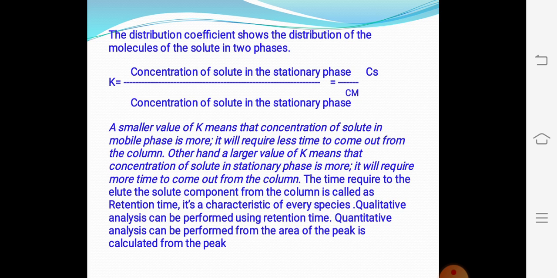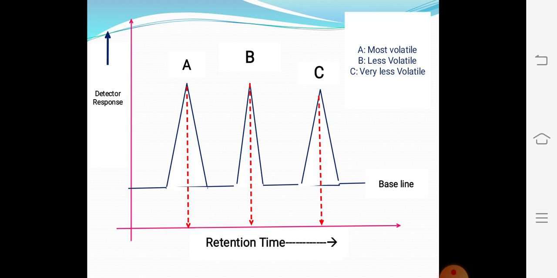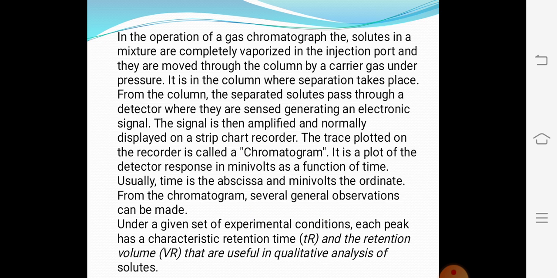It will require more time to come out of the column, and the time required to elute the solute component from the column is called the retention time, which is characteristic of every species. Qualitative analysis can be performed using retention time. Quantitative analysis can be performed from the area of the peak. This is the graphical representation of this volatile compound.